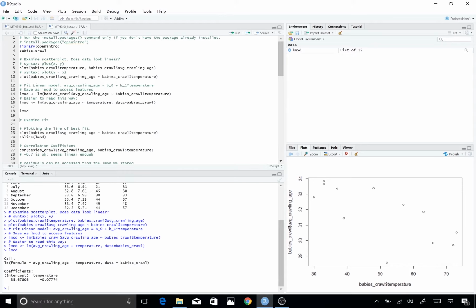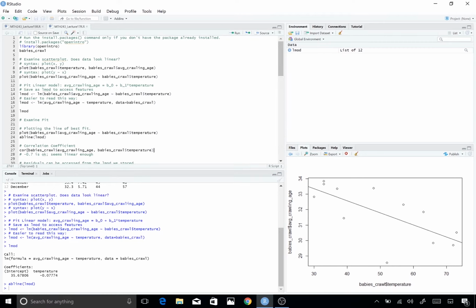The output gives the intercept and the slope. It's saying that when the temperature is 0, the average crawling age is predicted to be 35.68 weeks. For every 1 degree increase in temperature, the average crawling age is predicted to decrease by 0.07774 weeks. This command, abline(lmod), will add the fitted line to the plot.